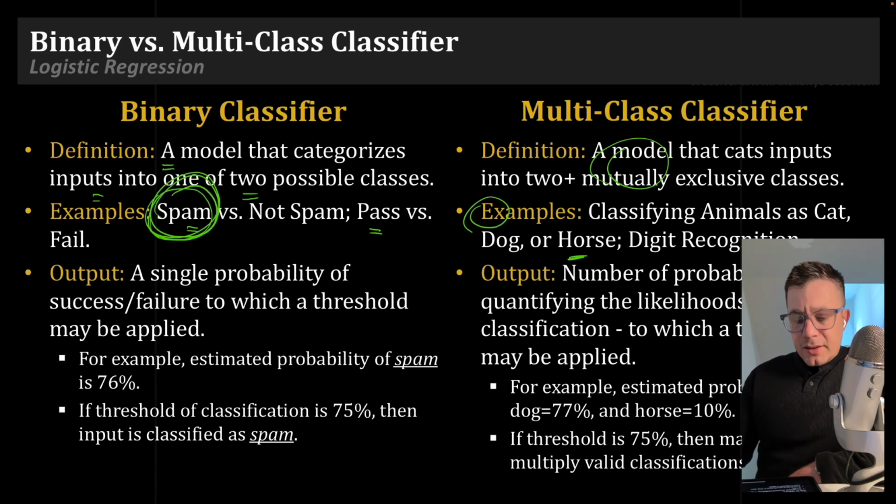So what output does our binary classifier generate? It generates a single probability of success or failure to which a threshold may be applied. Now, what is that threshold? Let's explain with an example.